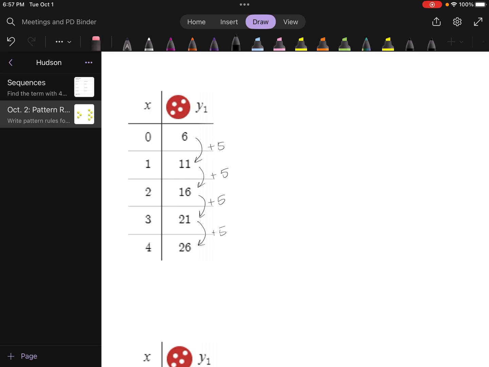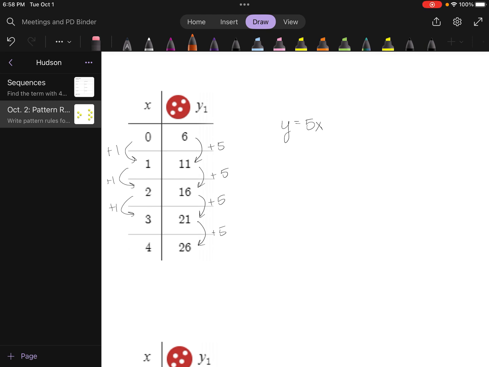So that's very similar to what I had in my last set of pictures. I can see what my pattern is growing by each time. The other thing that I might check is that this side is going up by 1 each time. So if I was to write this pattern as a rule, I'd start by writing y is equal to 5x.